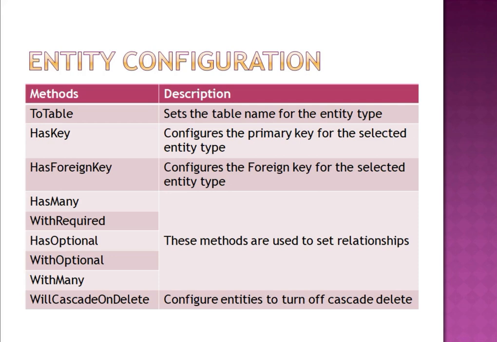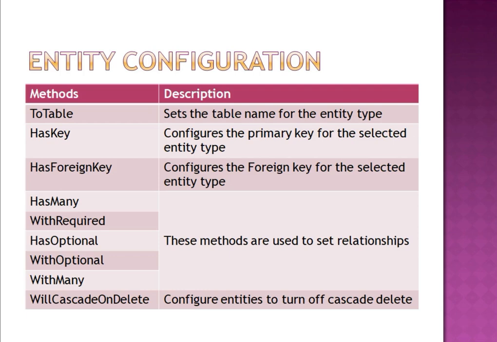So, these methods are helpful to establish the relationship between your entities. And now the last method is WillCascadeOnDelete. I hope all of you know the meaning of cascade on delete. When there is a parent and child relationship between your tables, meaning if I say department has employee, so department is a parent table and employee is a child table, and there is a relationship between these two tables.